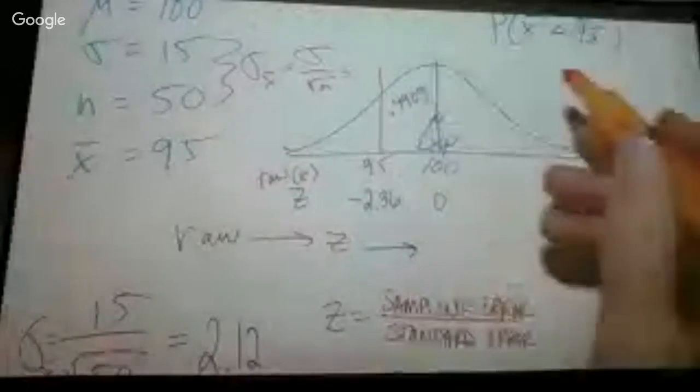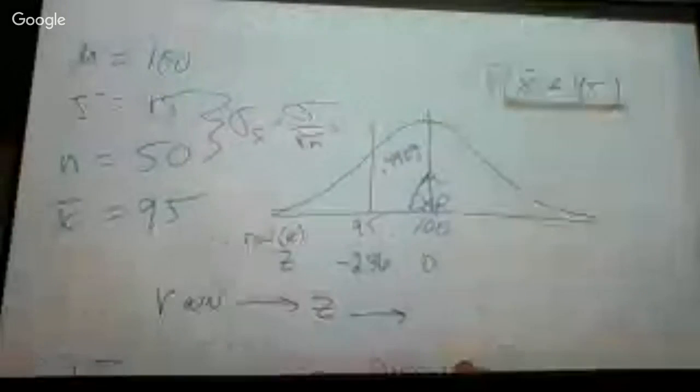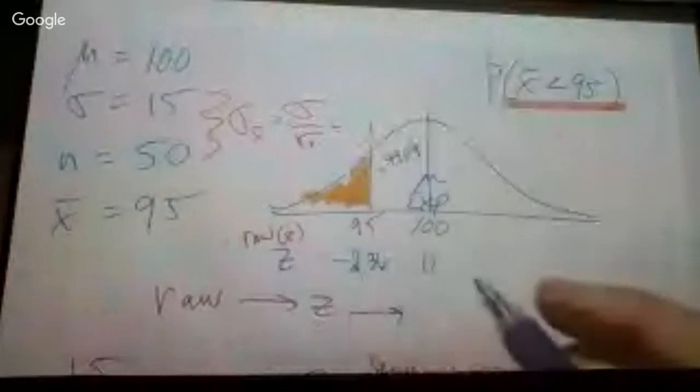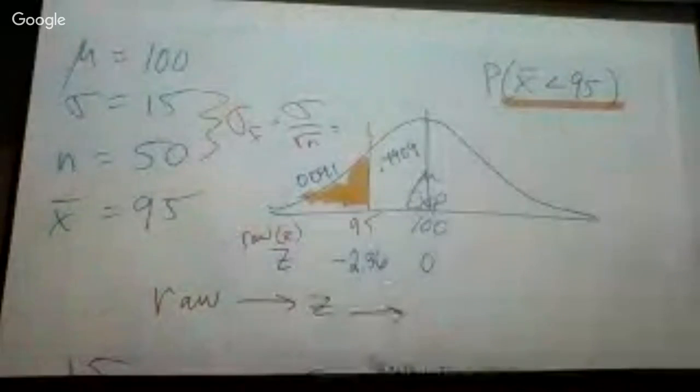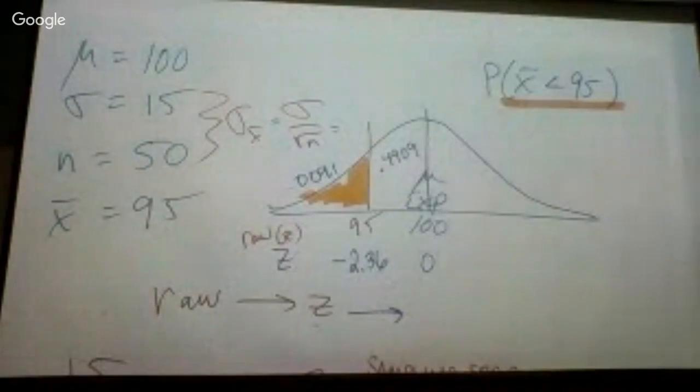But the question says probability less than 95. All that's less than 95. 0.0091 feels about right. Is that an option? Yeah. Which one? D. Yeah, let's use it. Number 10 is D.